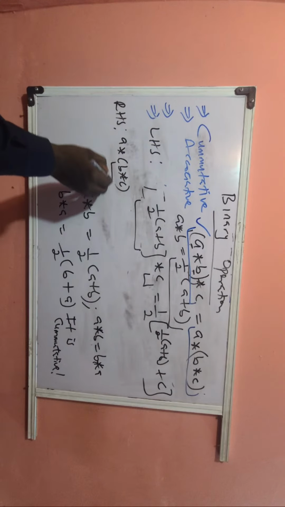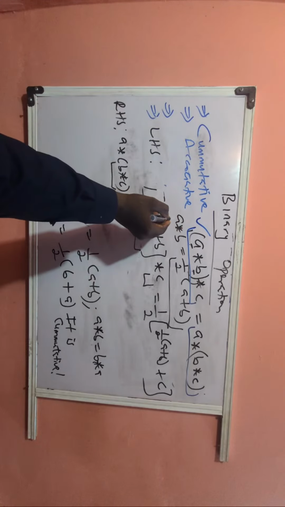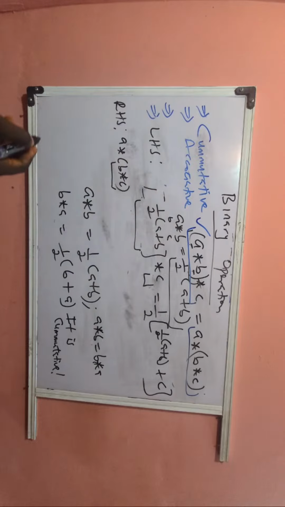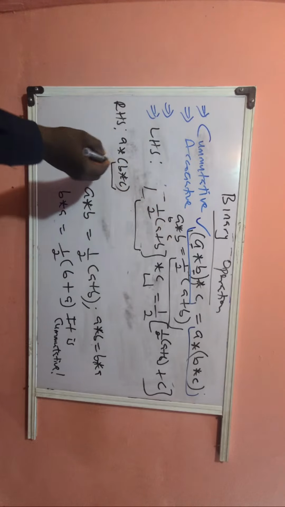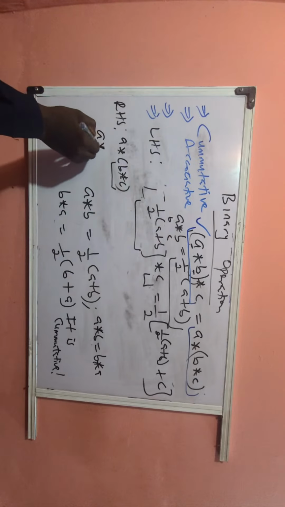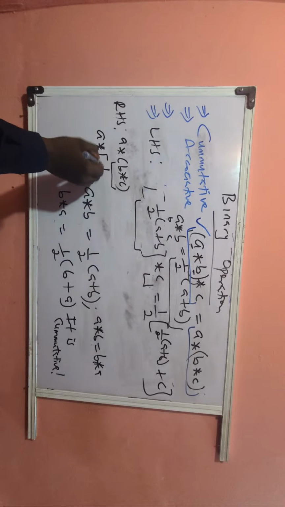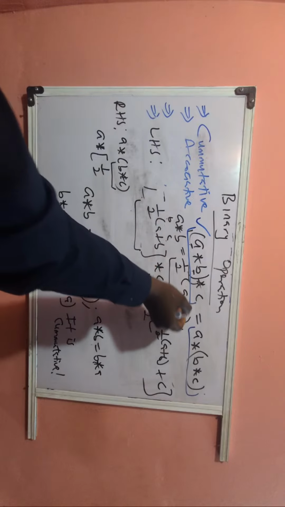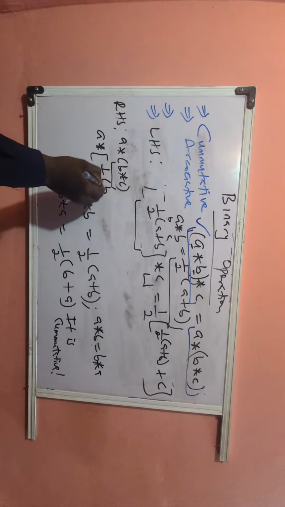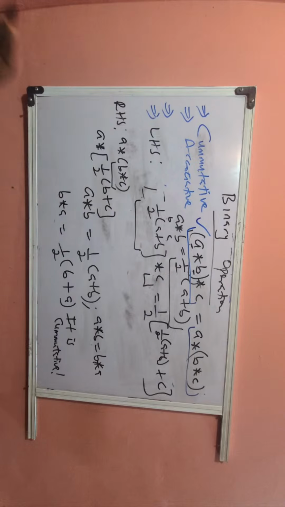You have to resolve this first, B star C. What is B star C? It's like putting B here and C here. So B is the first, C is the second. So obviously you'll be having A star. What will be B star C? B star C will be 1 over 2, you're putting B now and C into B plus C. So this is the first step.